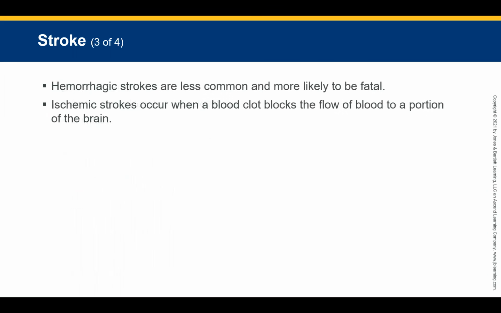Some hemorrhagic strokes, in which a broken blood vessel causes bleeding into the brain, are less common and more likely to be fatal. Those are the ones where people just go to sleep and don't wake up, or it's very fast. Ischemic strokes can occur when a blood clot blocks the flow of blood to a portion of the brain. When that happens, portions of the brain start dying pretty rapidly. They may not regain function of certain parts because of what area the stroke and the bleed was on.